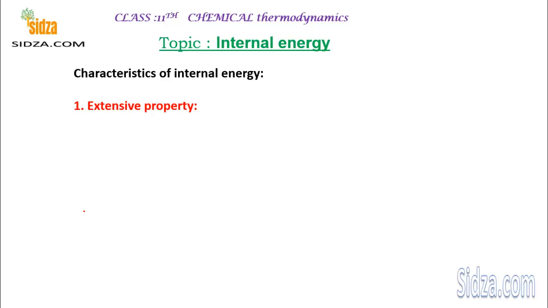And what are the characteristics of this internal energy? The first point here is internal energy is an extensive property, which means that it will change with the amount. It depends on the amount. If you increase the amount of the system, internal energy will also increase, isn't it? So that's what we call an extensive property. We have learned in our previous video what an extensive property is. So therefore, internal energy, since it depends on the amount, is an extensive property. That means it will change with the amount.